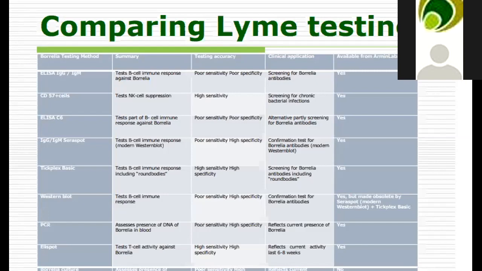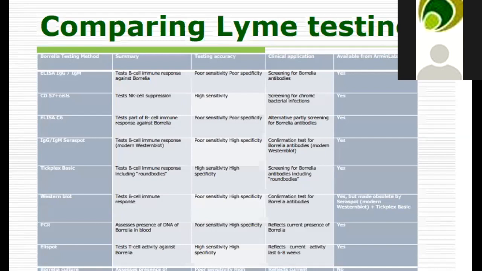I think it's an ancient method. We don't need it in the future. It has a very poor sensitivity and poor specificity. CD57 cells have maybe a poor specificity, but they have very high sensitivity for chronic infections, chronic bacterial infections, I need to say. The C6 ELISA is not useful.